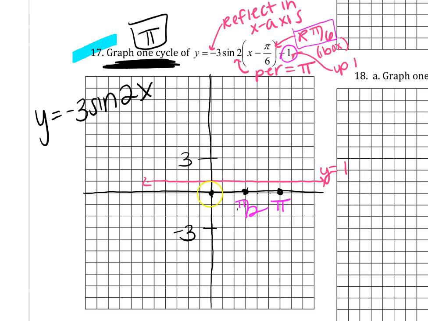Normally you'd start here, but you're actually starting on the midline and over to the right. Your ending would be normally at pi, but you're on the midline to the right because of that phase shift. Halfway in between, you'd be on the midline again. Halfway in between, you're going to go down 3. Halfway in between, you're going to go up 3. Oopsies. And go up high enough. There we go. And this is your graph.